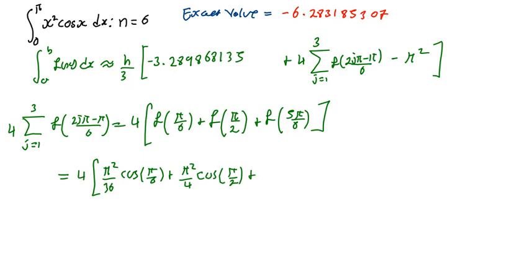Then here we are going to plug in 5 pi over 6 where there's x squared, that's going to be 25 pi squared over 36 cos 5 pi over 6. And if you punch that on your calculator, I'm just going to plug in the value here.